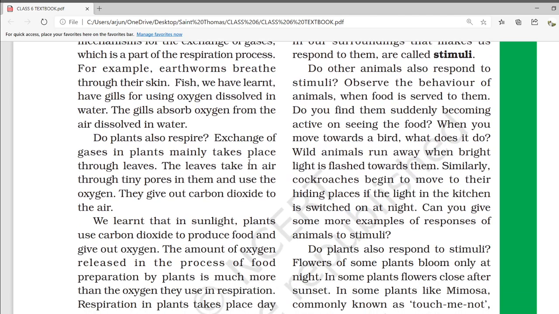Do plants also respire? Exchange of gases in plants mainly takes place through leaves. The leaves take in air through tiny pores in them and use the oxygen. They give out carbon dioxide to the air.